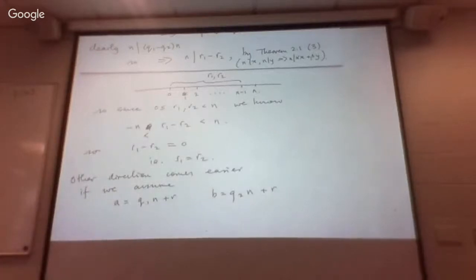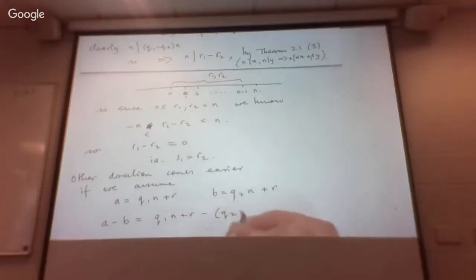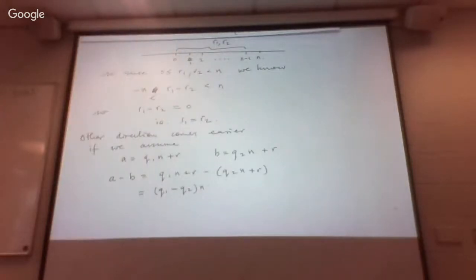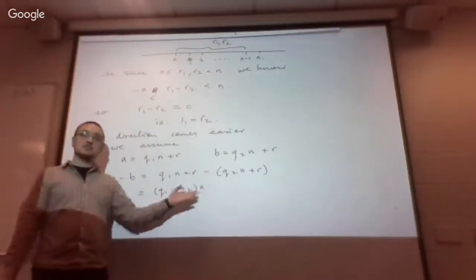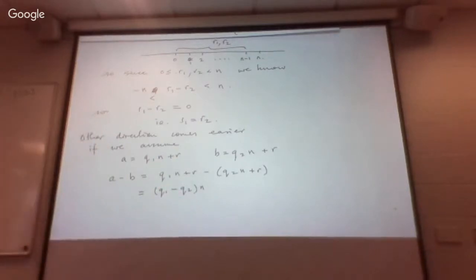Well, in that case, if you look at a minus b, it's q1n plus r minus q2n plus r. The r's cancel out, and you've got q1 minus q2 multiplying n. Is that divisible by n? Yeah, obviously, because it's already factorized as something times n. So it's clearly divisible by n. So that's the other direction of the if idea.